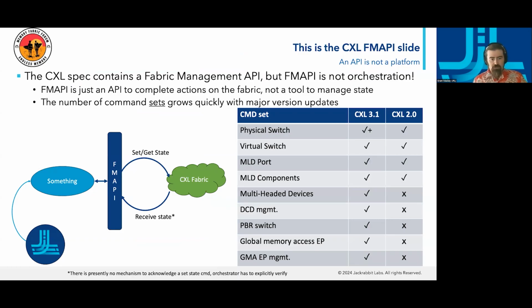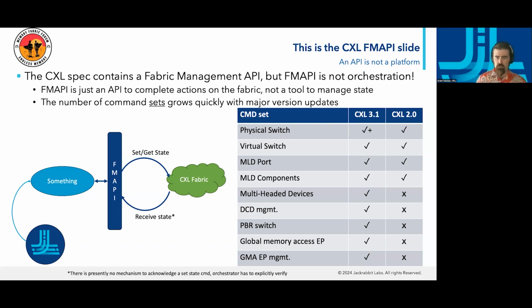This is my CXL FM API slide. There's not a lot to talk about here. The Fabric Management API for the CXL spec is just that. It's an interface that completes a set of actions on the fabric and nothing else. So you're just pushing byte streams around, and byte streams do actions, but there's no state management. There's no history, and that's not orchestration. That's just actions.